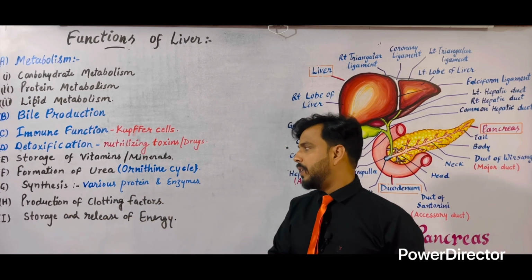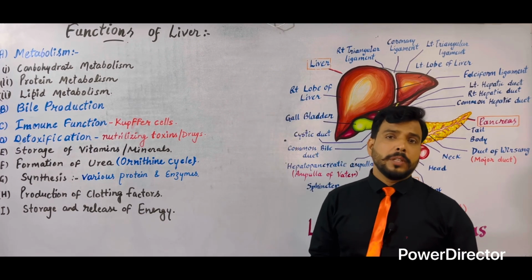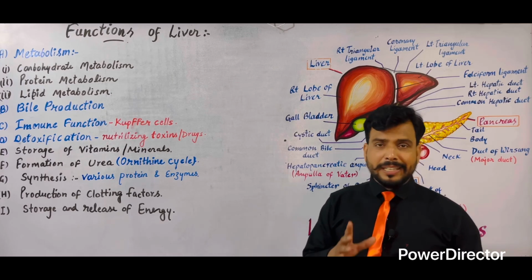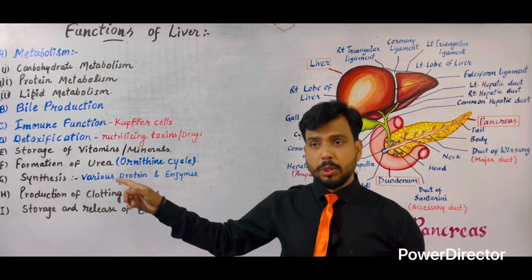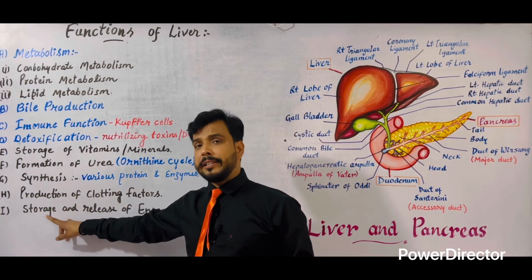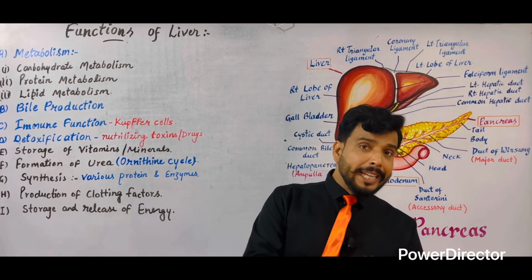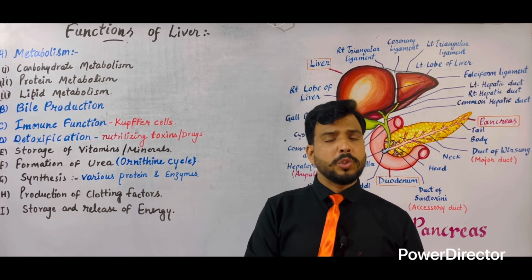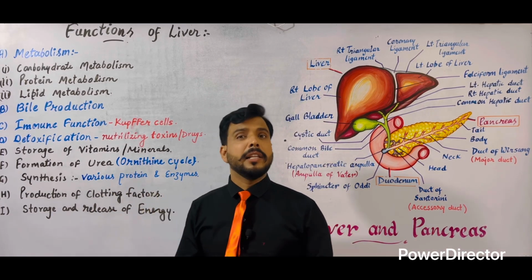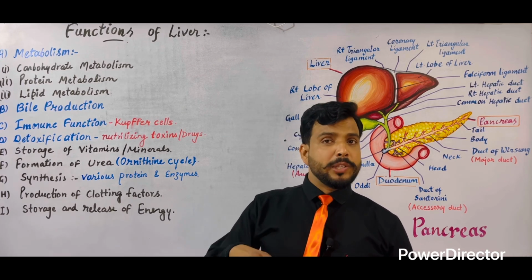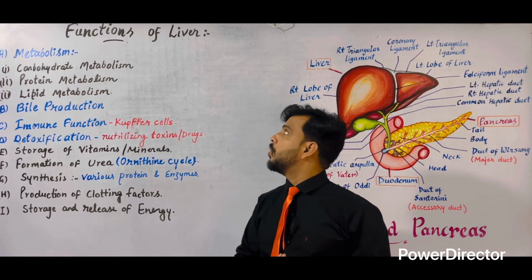And the last function of the liver is storage and release of energy. Glucose obtained from the food provides us energy. The extra glucose is converted into glycogen and stored in the liver. So the storage of glucose takes place inside the liver in the form of glycogen. When we need energy, this glycogen is again broken down into glucose to provide energy. So the storage and release of energy takes place in the liver by the conversion of glucose to glycogen and glycogen to glucose. So these are the functions of the liver.